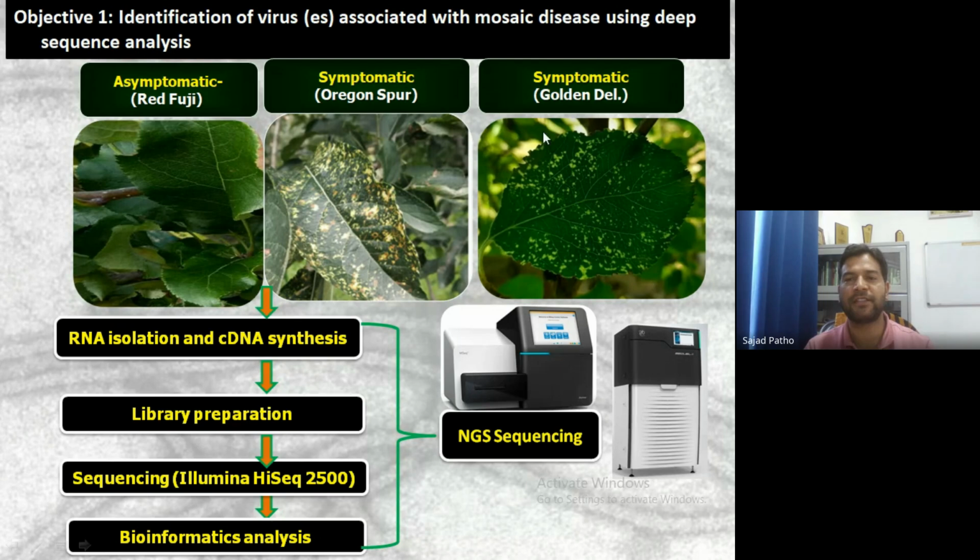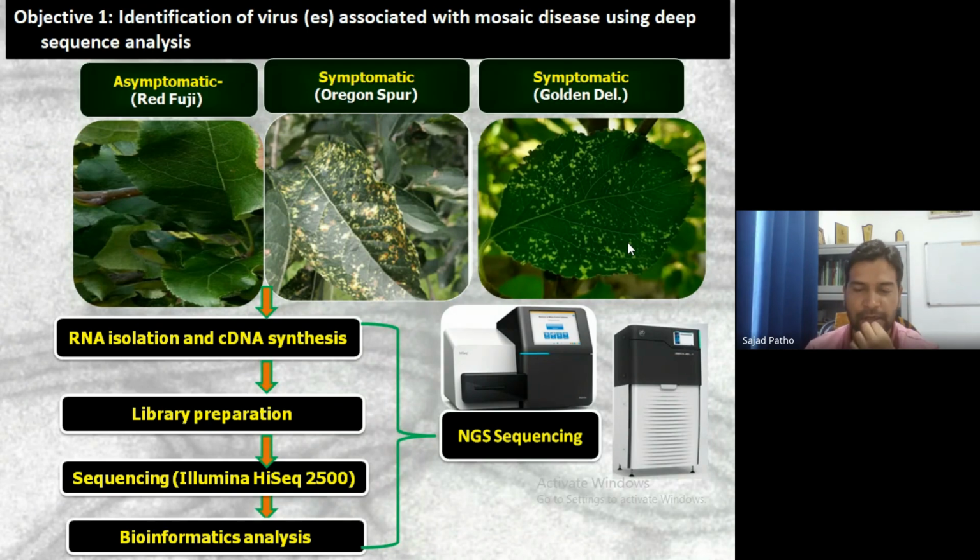So we had three of these plants. One was the asymptomatic plant, which does not show any kind of symptom. Then we had two symptomatic plants. One was showing mosaic and necrotic type of symptom, and another was showing only the mosaic type of symptom. So we were thinking that it is the apple mosaic virus which is causing this disease. So we were just going like that only.